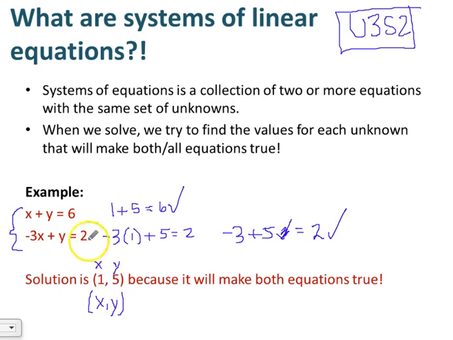So you see that this solution worked for both equations. And that's what we're trying to do when we solve systems of linear equations, is we try to find solutions for both our variables that work in both equations, not just one. So how do we solve?